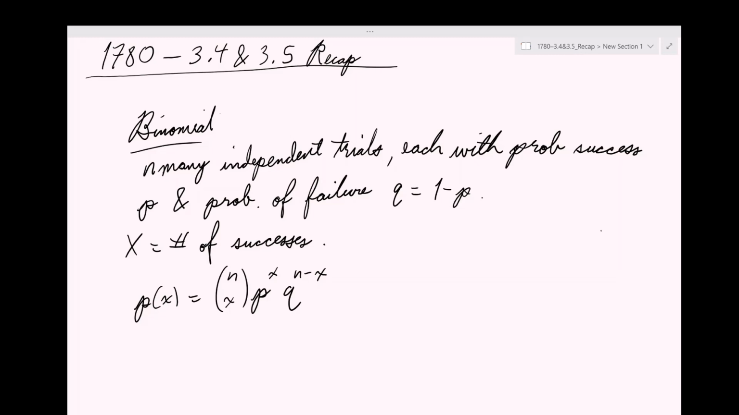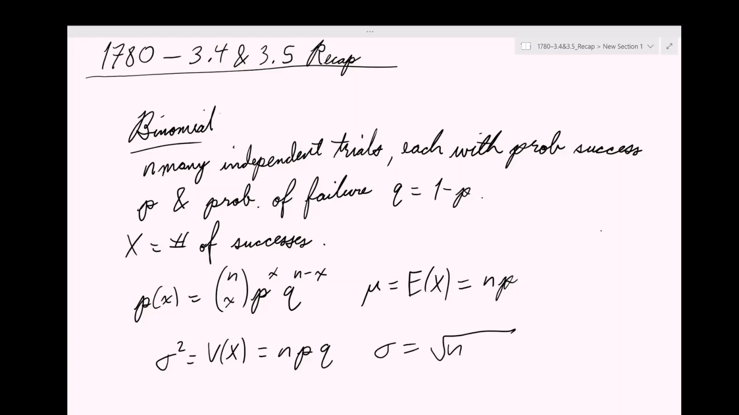And then we got an expected value, or mu if you prefer, came out as np, probability of success on each one times how many you have. Followed intuition, nothing too strange going on there. And then our variance, or sigma squared if you prefer, came out as npq. And then of course the standard deviation is the square root of that.